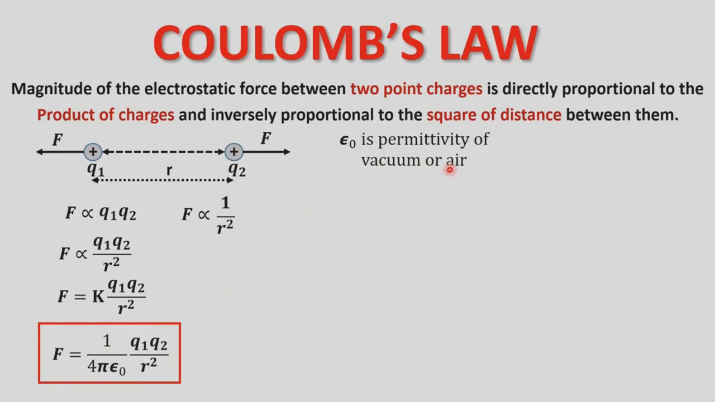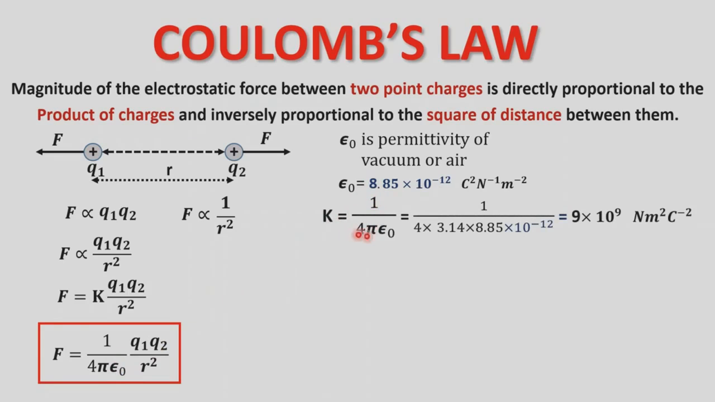What about epsilon naught? Epsilon naught is the permittivity of the vacuum or air. Epsilon naught value is 8.854 times 10 power minus 12 coulomb square Newton power minus 1 meter power minus 2. So epsilon naught value substituted here in 1 divided by 4 pi epsilon naught, we get the K value, 9 times 10 power plus 9 Newton meter square Coulomb power minus 2. Here we get the proportionality constant K value for free space condition only.